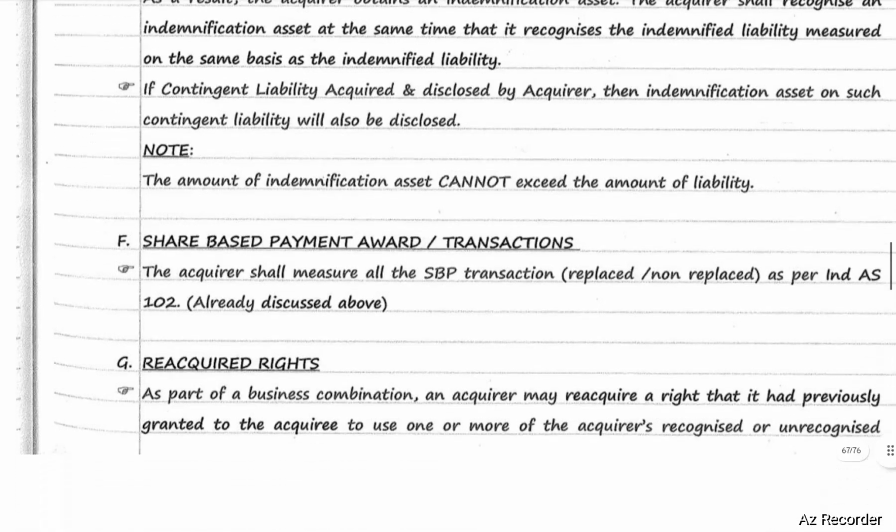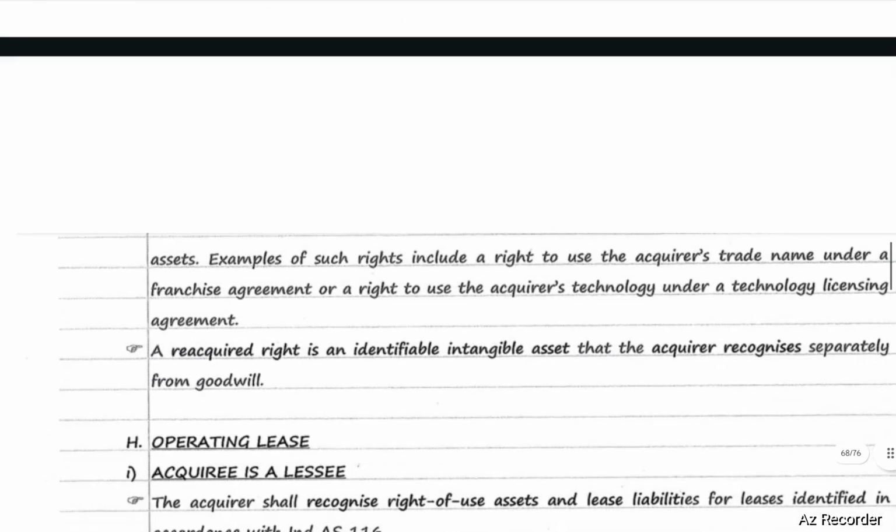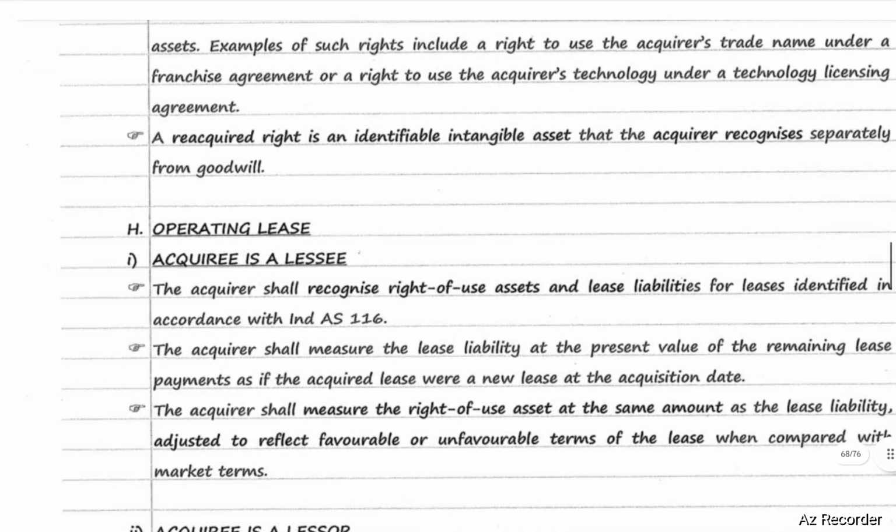Next, reacquired rights. As a part of a business combination, an acquirer may reacquire a right that it had previously granted to the acquiree to use one or more of the acquirer's recognized or unrecognized assets. Examples of such rights include a right to use the acquirer's trade name under a franchise agreement, or a right to use the acquirer's technology under a technology licensing agreement. A reacquired right is an identifiable intangible asset that the acquirer recognizes separately from goodwill.